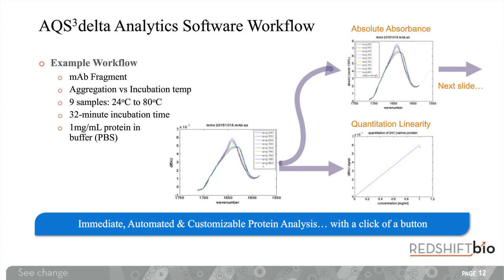If you take spectra of a series of samples, perhaps a serial dilution of one sample, it will also output the linearity of the concentrations that you measured for that series as a graph as well.